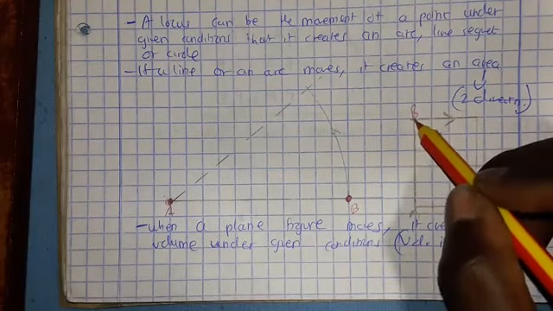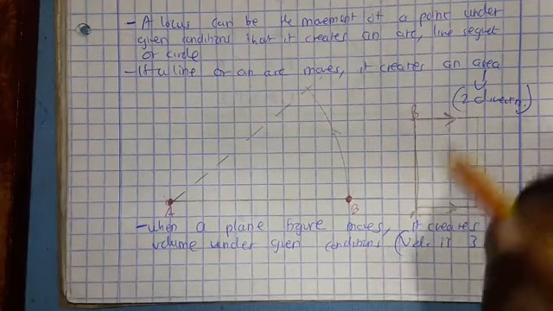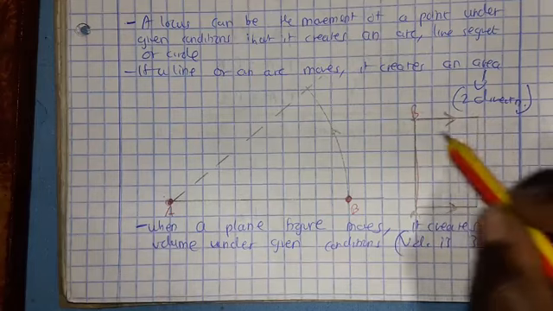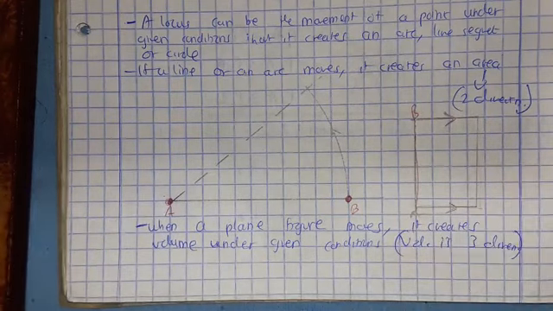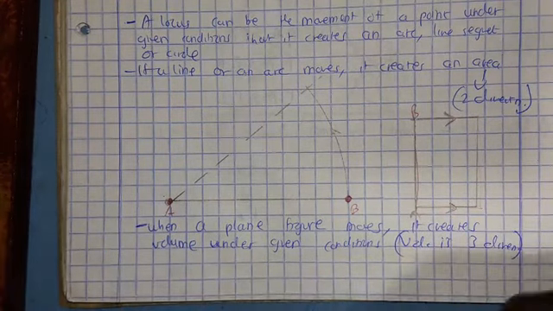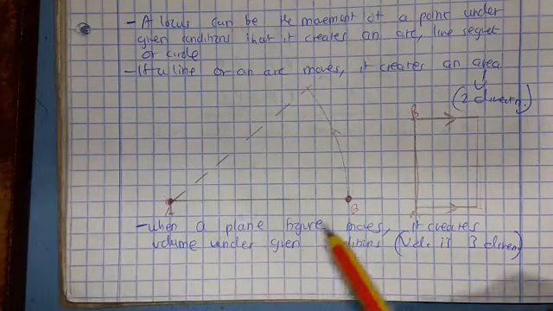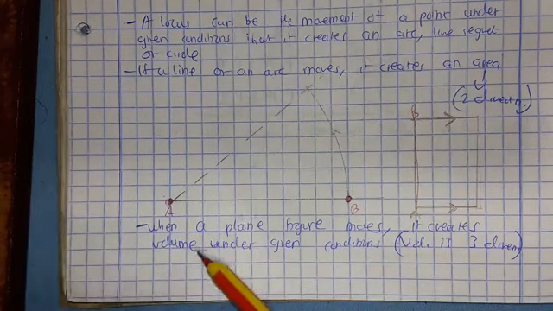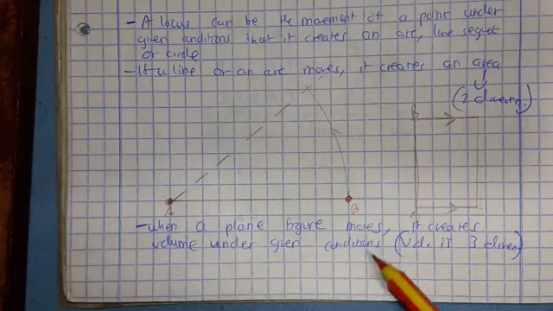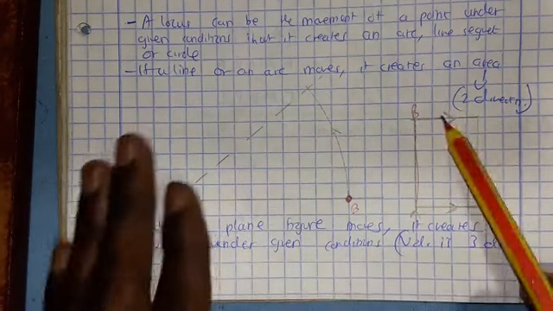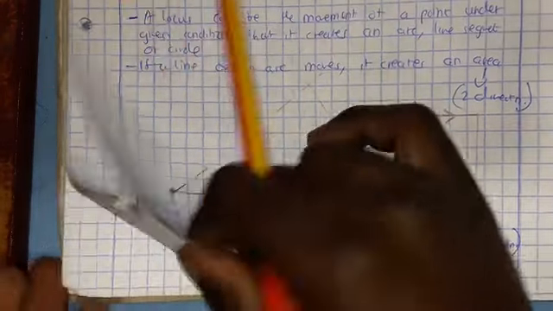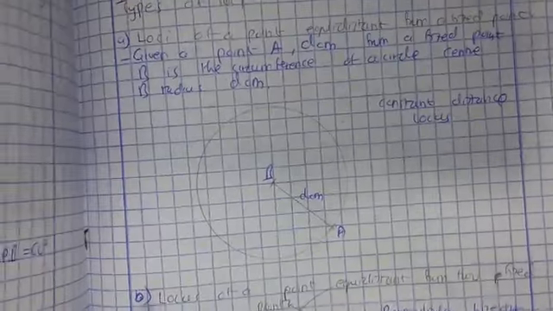So notice, from the point of origin to the new point it will reach, you'll find that it will have drawn a rectangle, which is the area that we're speaking about. So when a plane figure moves, it creates volume under given conditions. Now let us check. We have looked at how it creates an area. Now what about volume? If now a plane moves, we'll be able to have a volume created.